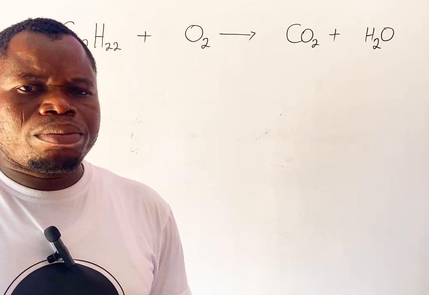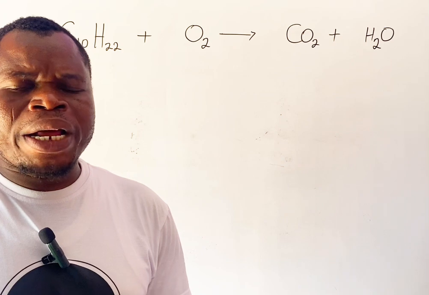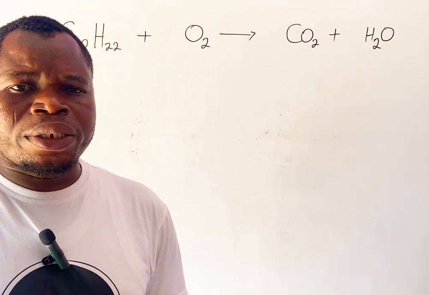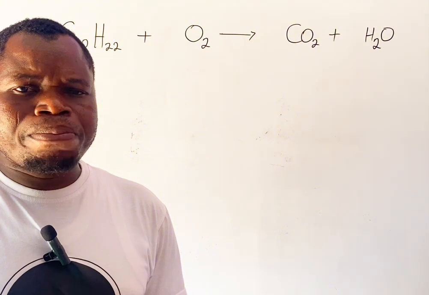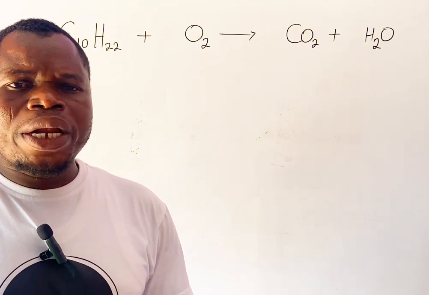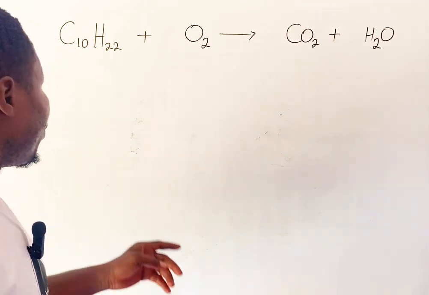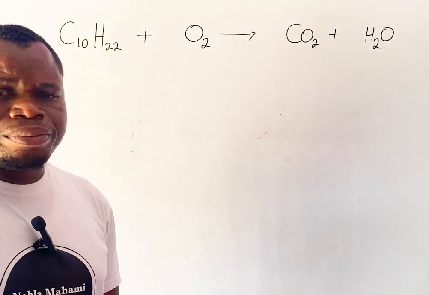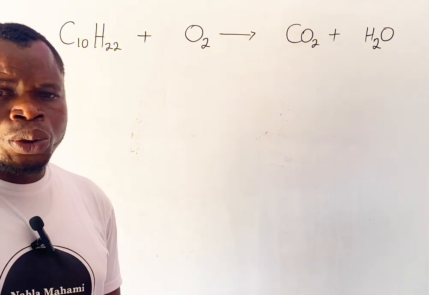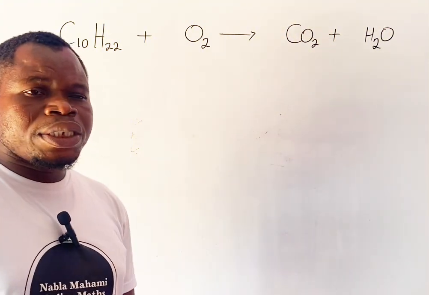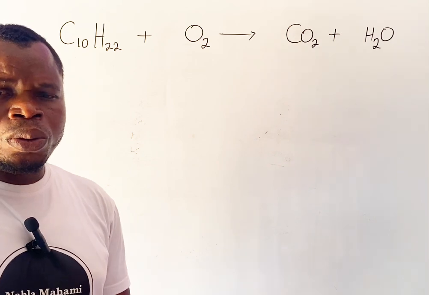Hi everyone. In this video, I'm going to show you how to balance a chemical equation very easily by using this simple technique. So let's consider the reaction on the board. We have C10H22 reacting with O2 to produce CO2 and H2O.